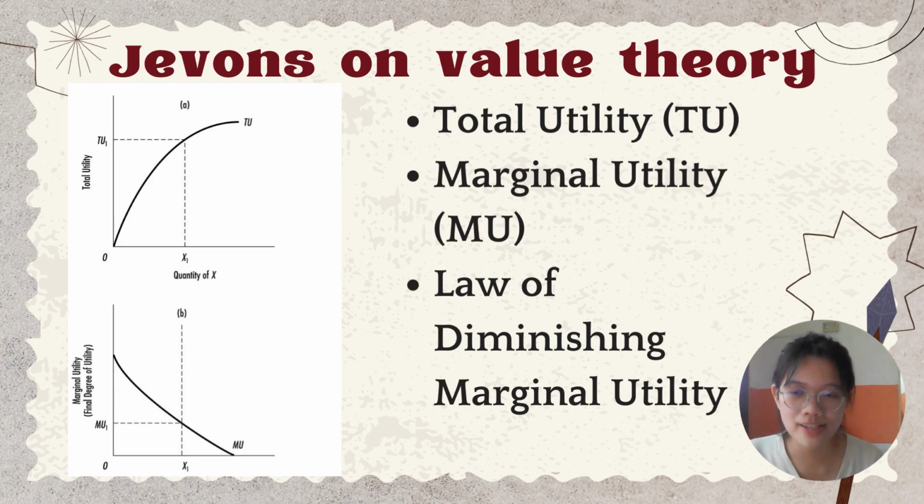Now let's proceed to the graph at the bottom. The vertical axis measures marginal utility, or changes in total utility, which is equivalent to the final degree of utility according to Jevons. Marginal utility decreases as the quantity of X increases.